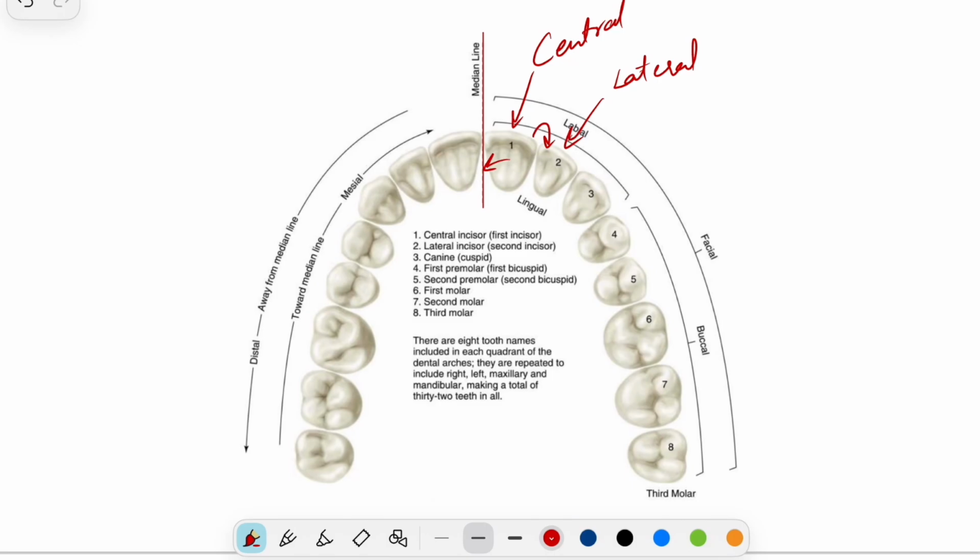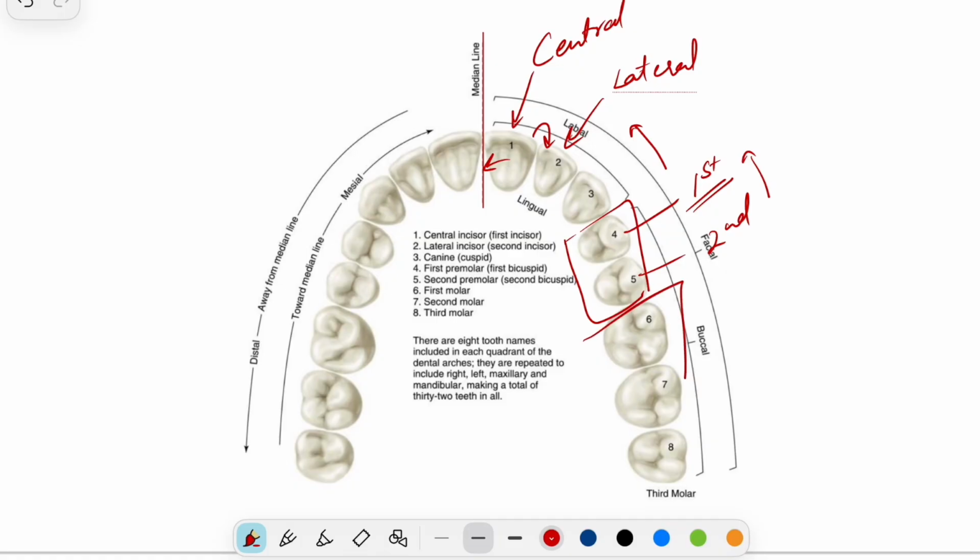Okay, then we have premolars here. We call them the first premolar and the second premolar. We call the first premolar so because it's closer to the midline. And the second premolar is away from the midline, a little bit away, next to the first premolar. That's why it is the second premolar.